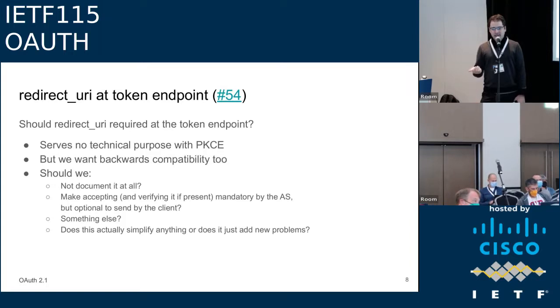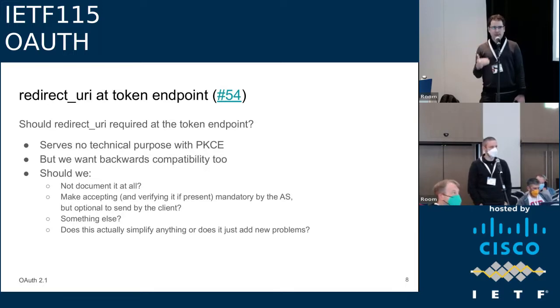It sounds like, and then the option 2 here that I have on the list is making a note of it: if the client does send it, then the AS should also check it, because that's how it can support older clients. So that's the sort of backwards compatibility note.